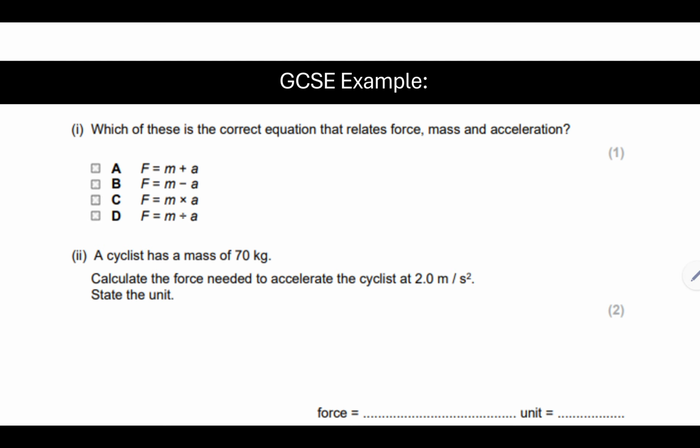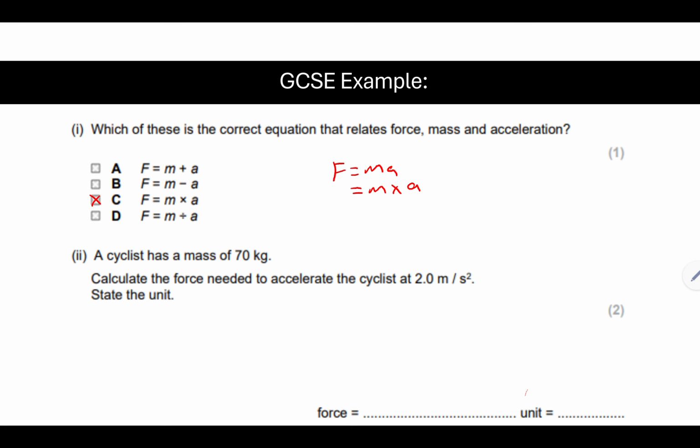So now we are going to be going on to our GCSE example. The first part I, which of these is the correct equation that relates force, mass, and acceleration? So we know from Newton's second law, F equals ma. This can also be written as F equals mass times acceleration. And which one does that match? That matches C. So C is going to be correct.